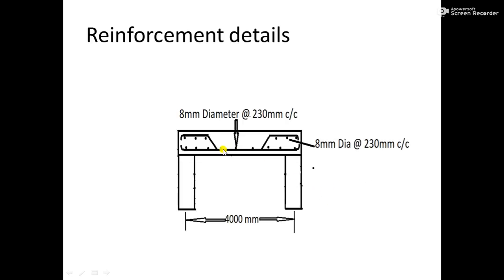So this is the reinforcement details. This is the main steel bar. These are also main steel provided in the two-way slab.